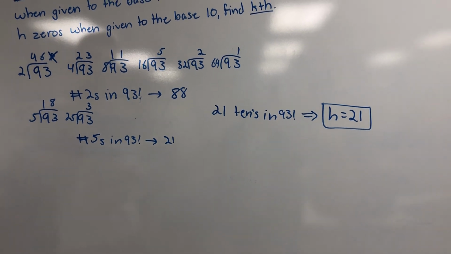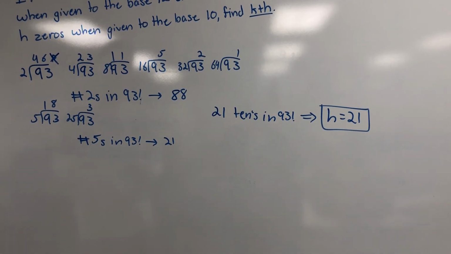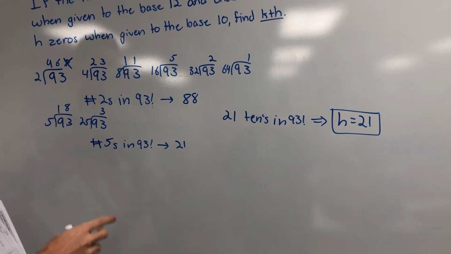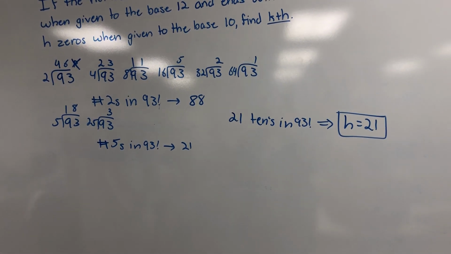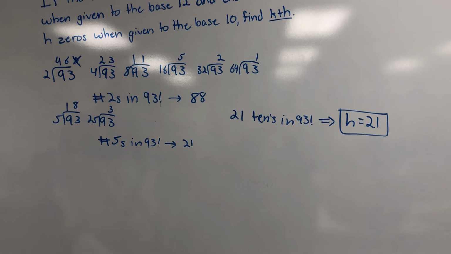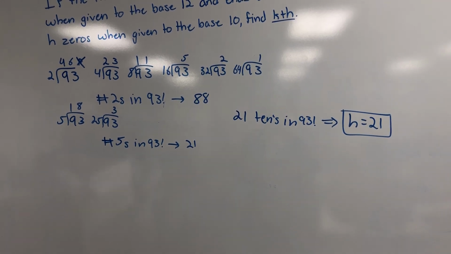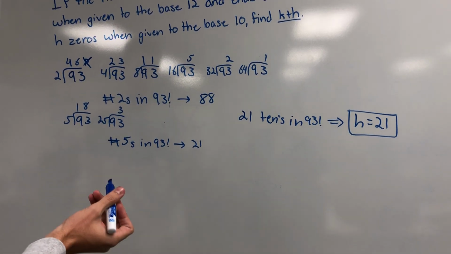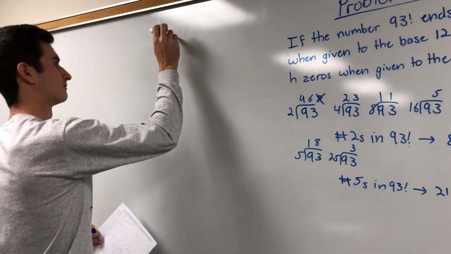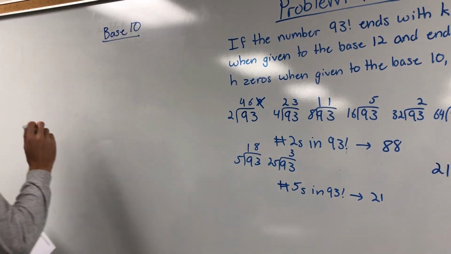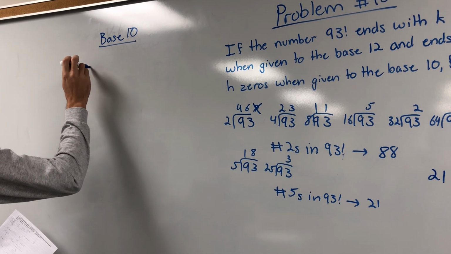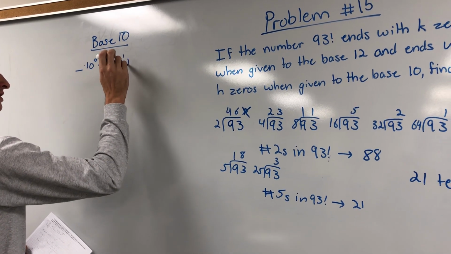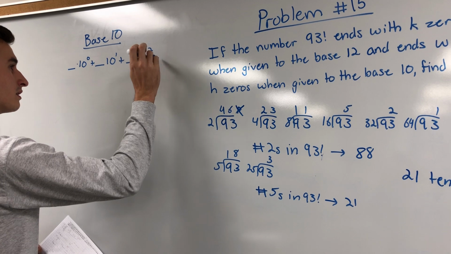So for k, we're dealing with base 12. We have to understand why we're finding the number of 10s that go into this number. And you might be thinking, well, it's because if a number is divisible by 10, there's a 0 at the end. But we have to understand why there's a 0 at the end. To understand that, we have to understand what base 10 really means. For base 10, you have something times 10 to the 0 plus something times 10 to the first plus something times 10 squared, and so on.